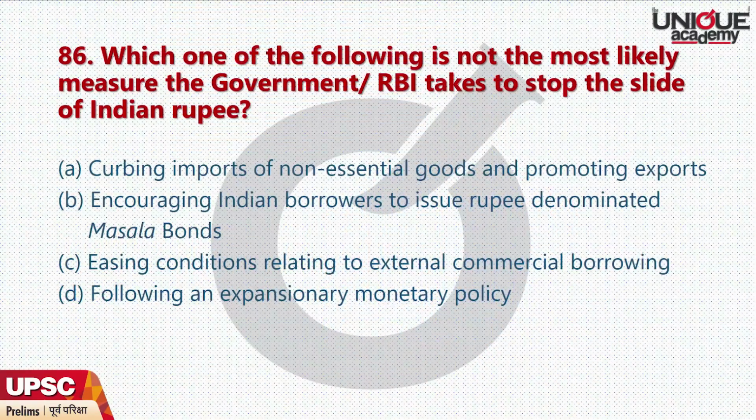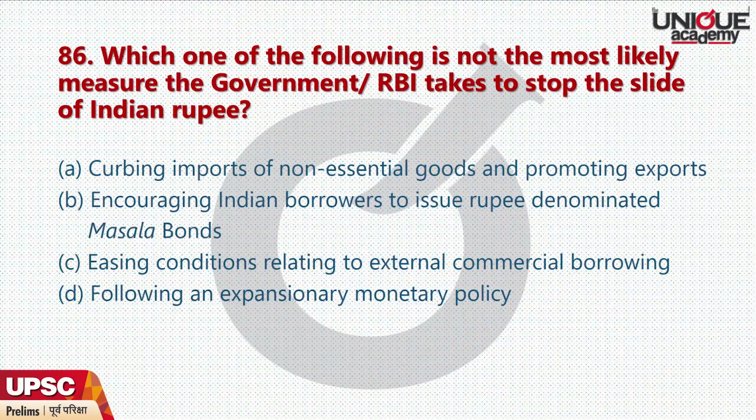Again, I think this is a question which had been asked: curbing imports of non-essential goods and promoting exports. This is true, we can do that. Now, when it comes to options 2 and 3, it says encouraging Indian borrowers to issue rupee denominated masala bonds, and the third option is about ECB borrowing, external commercial borrowing. So, whenever the rupee is sliding, or let's say the rupee is depreciating, basically you can say that there is less demand for rupee. So that is why it is depreciating. So in order to create the demand for rupee, whenever you're getting money into the country, you're creating a demand for it.